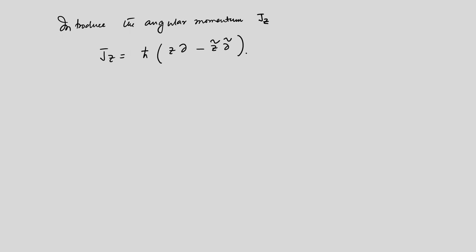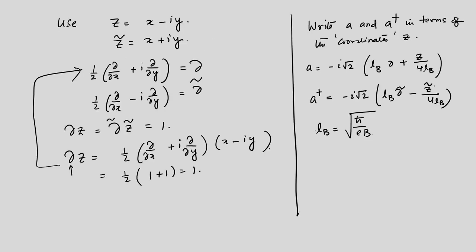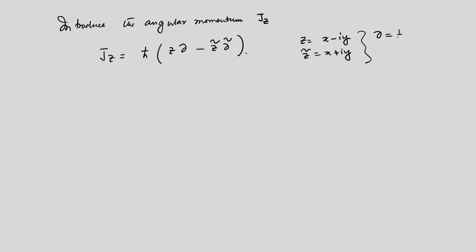Okay, so this is the z that you have, and just to remind you, z is equal to x minus iy, z tilde is equal to x plus iy, and delta is equal to half of del del x plus i del del y, and delta tilde is equal to half of del del x minus i del del y. Okay, these are the definitions.